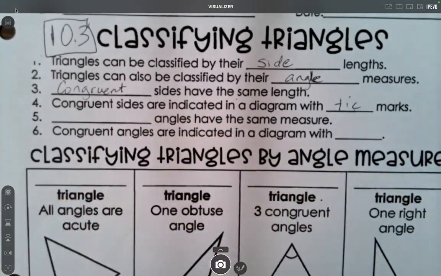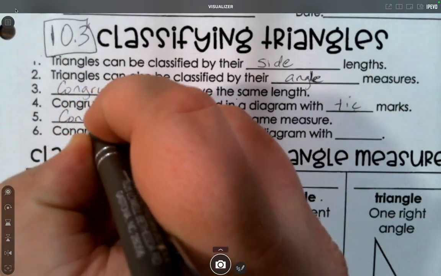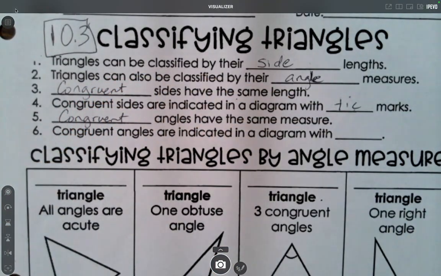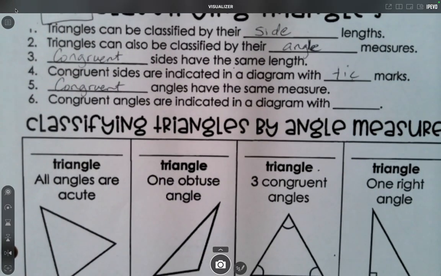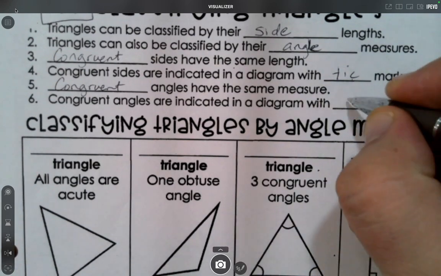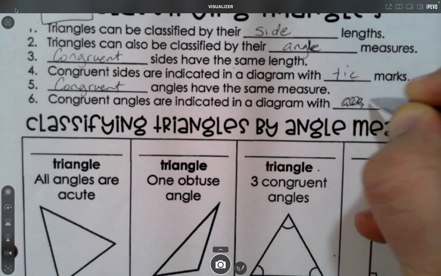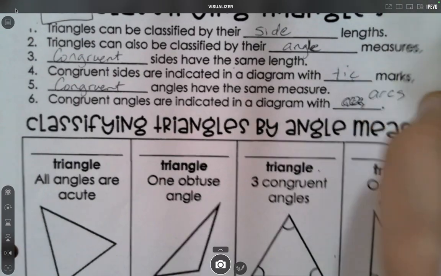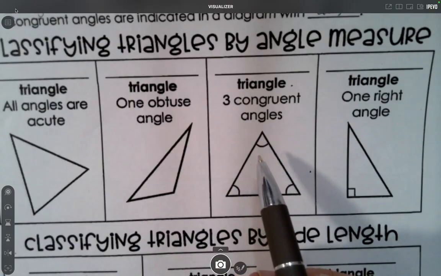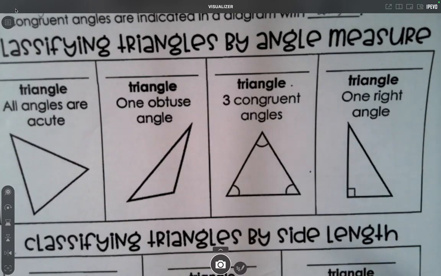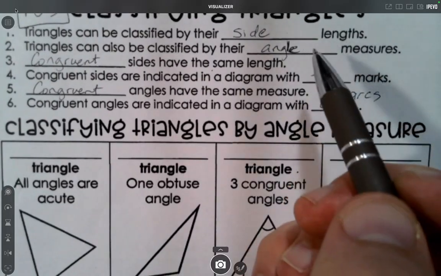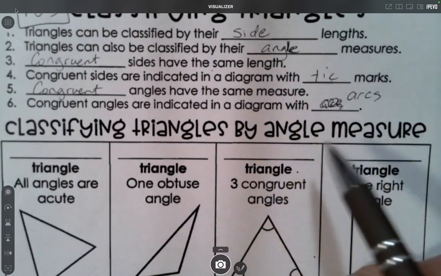Congruent angles have the same measure. So that means their measure is equal, but the angles themselves are congruent. And congruent angles are indicated in a diagram with arcs. So that's what you see right here. Like this is saying 3 congruent angles. So all 3 of these angles have the same measure. So first we're going to talk about how triangles can be classified by their angle measure.